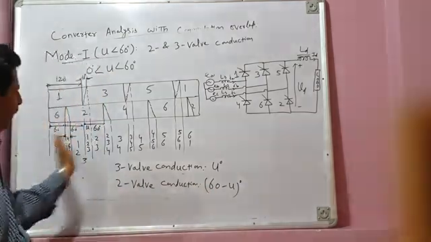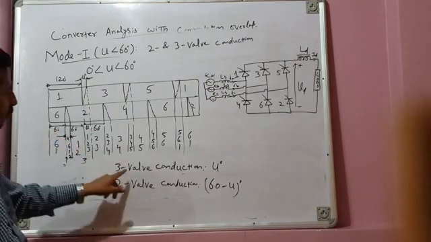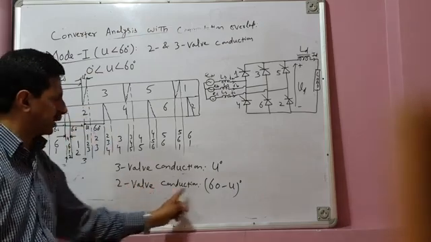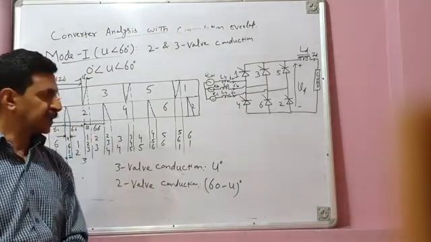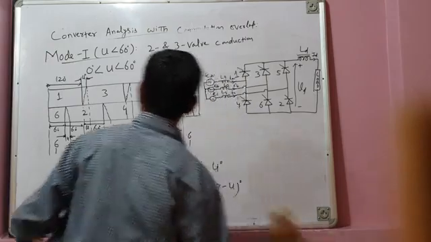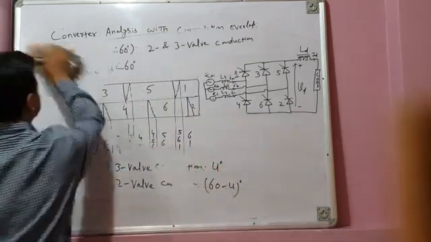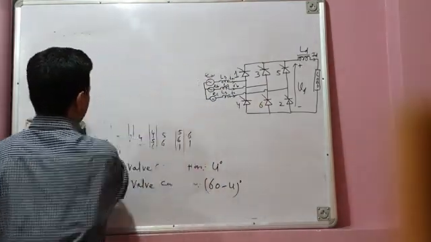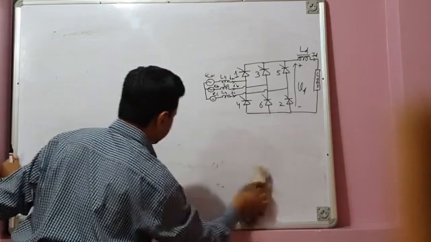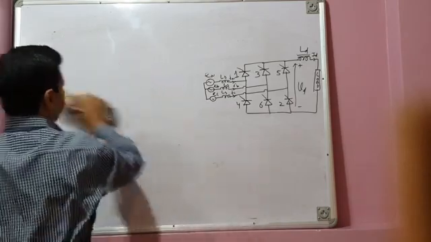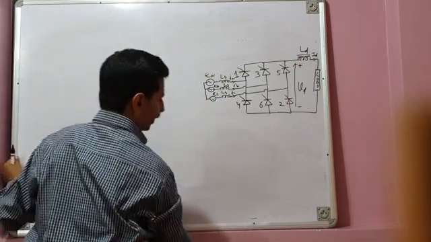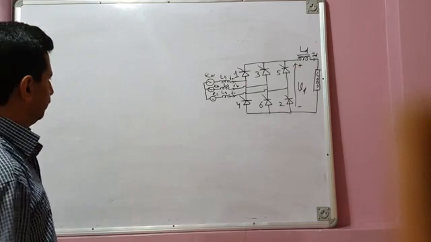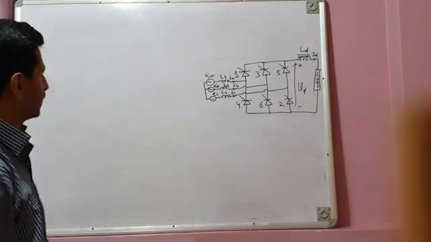So everywhere you will see that 3 valve conduction takes place for u degrees and 2 valve conduction takes place for 60 minus u degrees. Fine. So that is about mode 1, u less than 60 degrees. Let us try to analyze, and after analyzing, we'll try to draw the waveforms for converter DC output voltage and valve voltage. We can take any valve and plot its valve voltage.